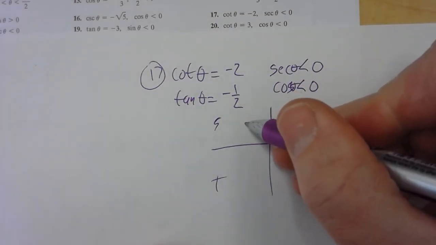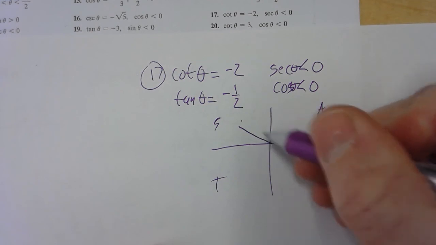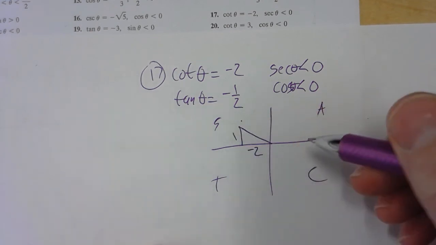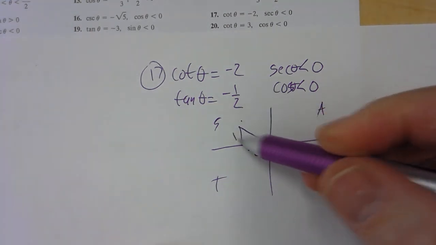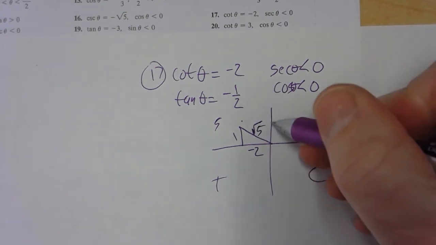So the y value is going to be actually positive, right? And then the x value is negative. So the 1 squared would be 5, square root of 5. All right, so there's my theta here.